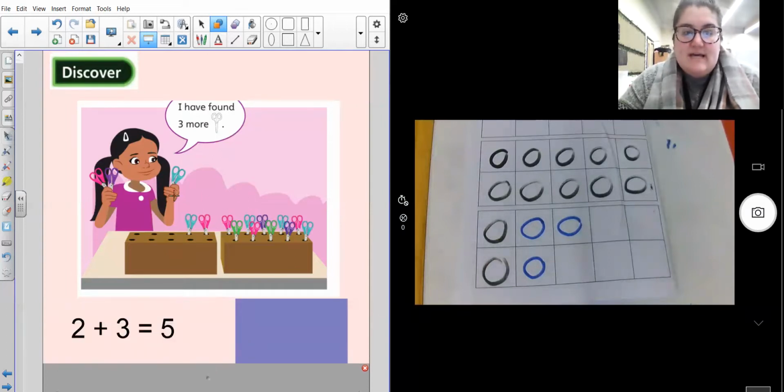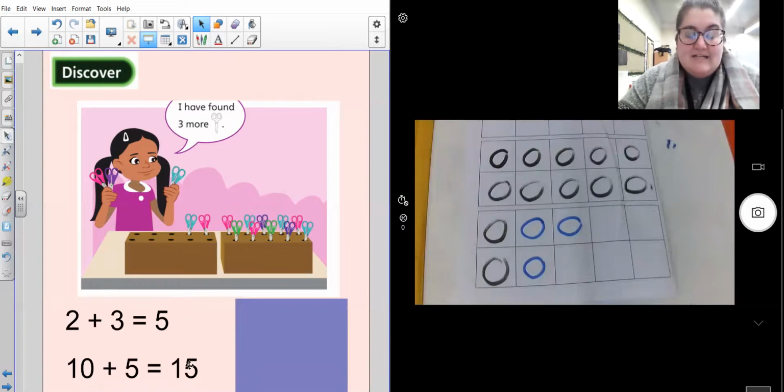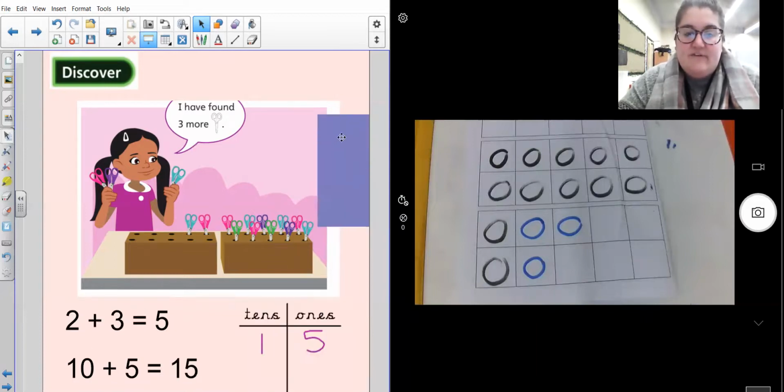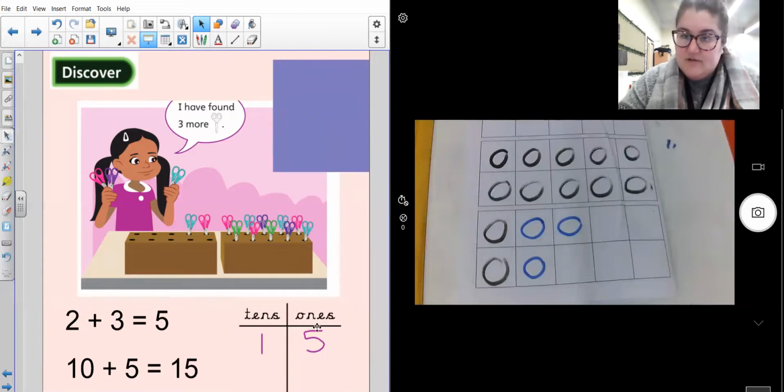You can see that here I have solved the first part of the problem. Okay, I know that these 2 add these 3, because I'm adding the ones, I'm doing step 1. 2 add 3 is 5. And now I can do step 2, and I can add that 5 to my group of 10. 10 add 5 is 15. And I've used my place value grid to help me.